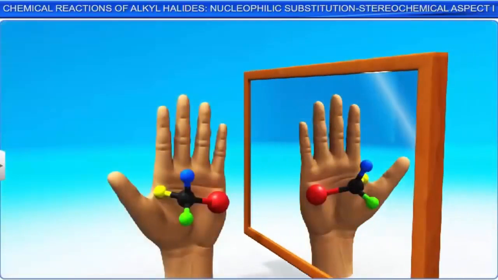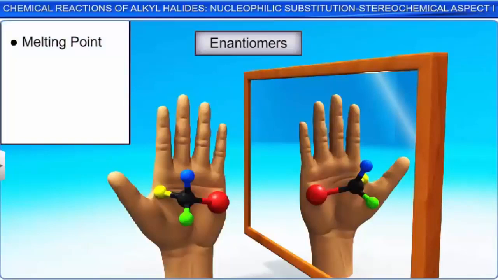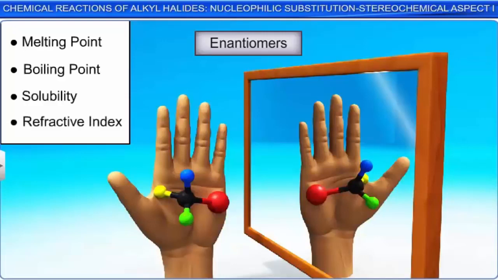Non-superimposable mirror image isomers are known as enantiomers. Enantiomers possess identical physical properties like melting points, boiling points, solubility, and refractive index. They only differ with respect to the direction of rotation of plane polarized light. They can either be dextrorotatory or Laevorotatory.